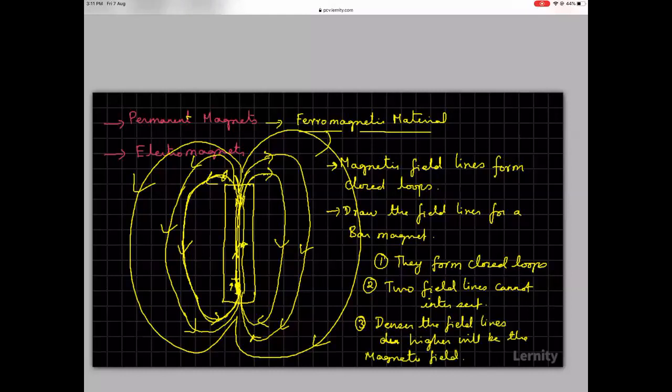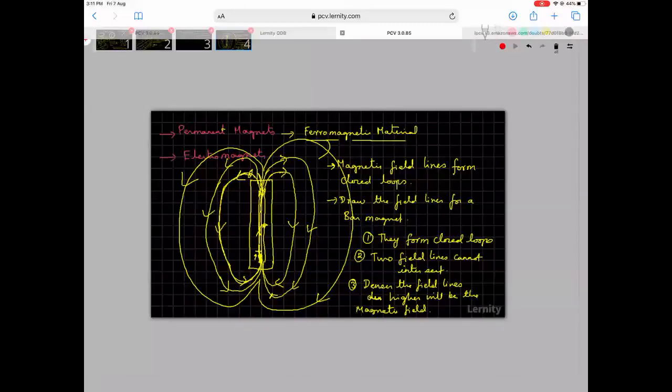Denser the field lines, higher will be the magnetic field. So these are some basic properties. Okay, so let's try to learn a little bit more about permanent magnets.